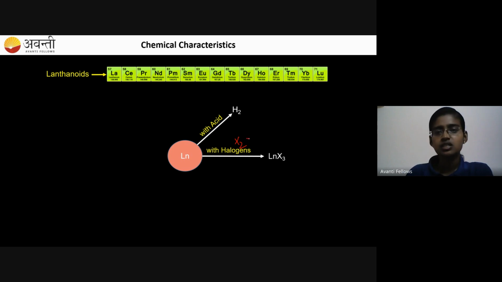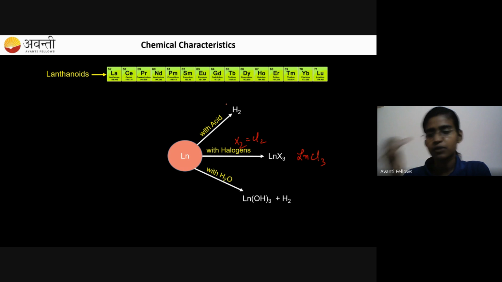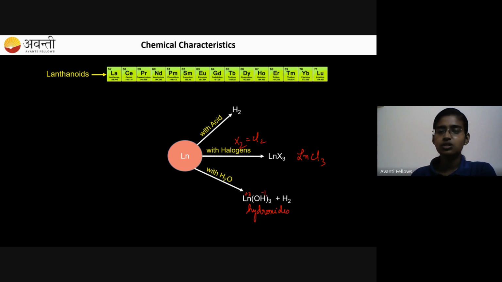If your halogen is chlorine, then what will be the formula? We will have LnCl3, right? So it forms halides with a +3 oxidation state since it is the most stable form. And if it reacts with water, lanthanides form hydroxides with +3 oxidation state. For each OH, 1 minus is the charge, no? So with acid, hydrogen gas is evolved, with halogens they form halides, and with water they form hydroxides with the evolution of hydrogen.